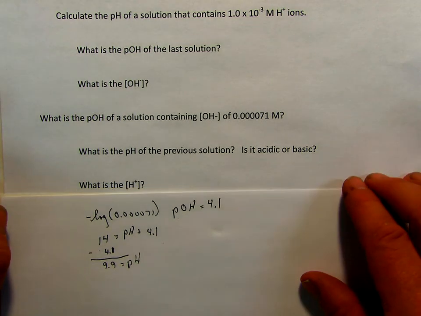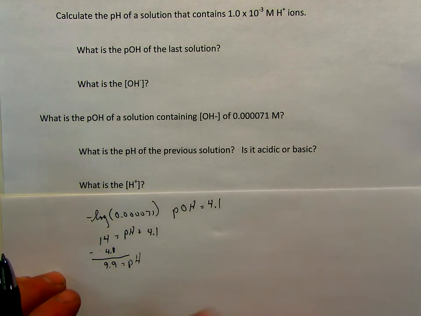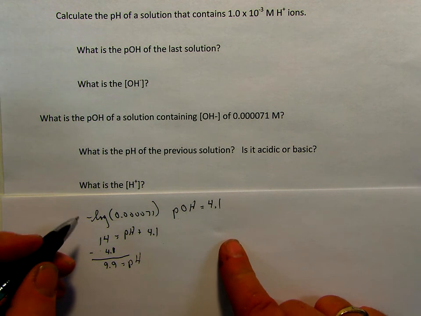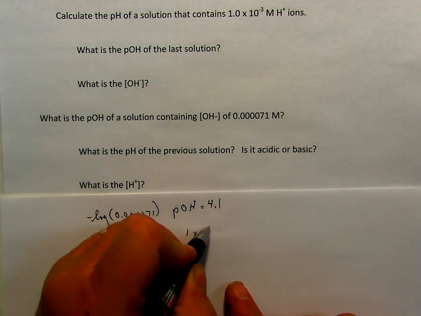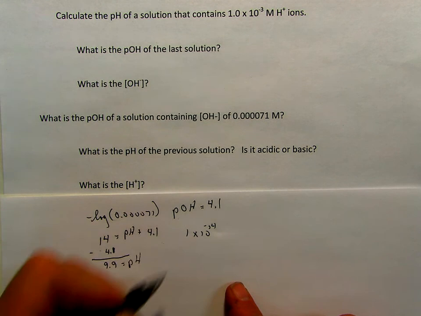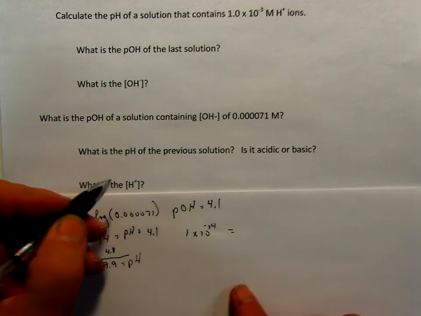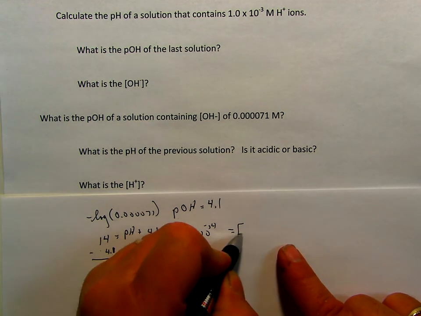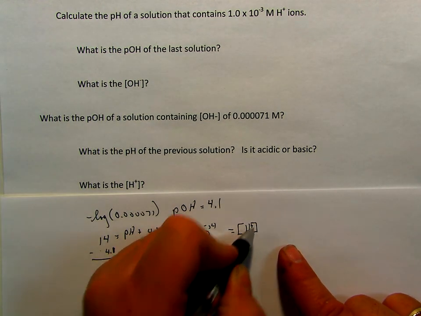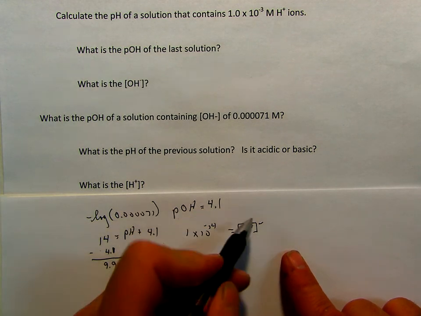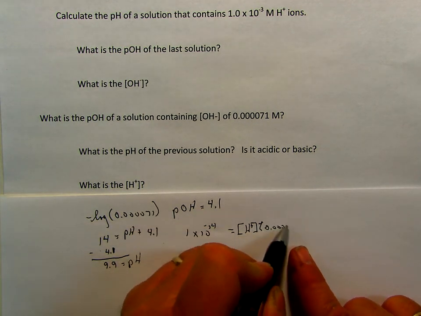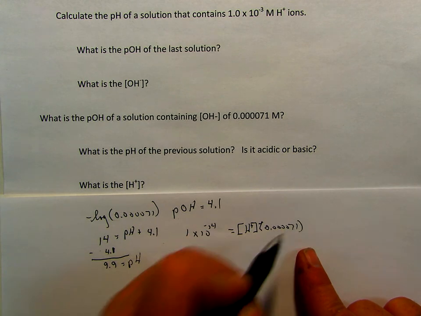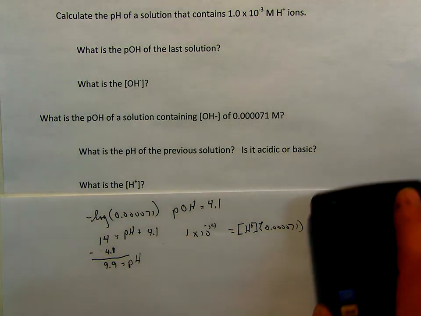Okay, what is the hydrogen ion concentration? Well, now that one, we're going to have to go back to the other way we did. We know that 1 times 10 to the negative 14, which is the kW, is equal to the hydrogen ion concentration, H+, multiplied by the concentration of hydroxide, which we already know, 0.000471.